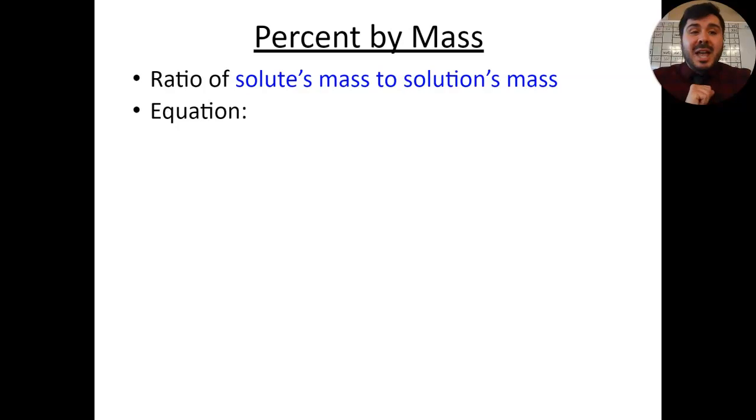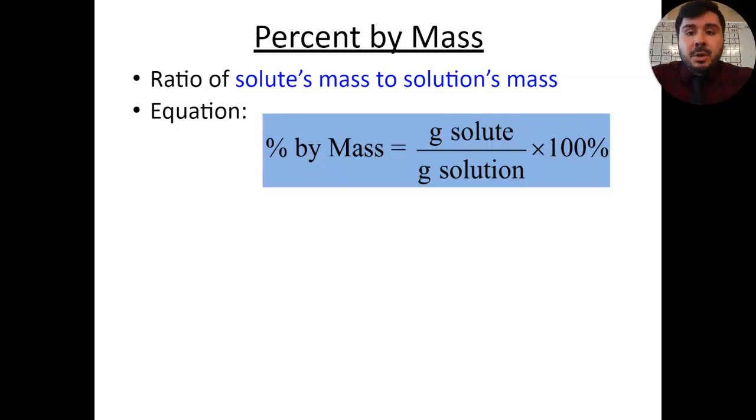Now, percent mass is going to look very, very familiar. It's going to look very similar to one of the equations we've dealt with in the past, because it is a very similar way to calculate something we've done before. So percent mass is the ratio of solute's mass to solution's mass. So you're comparing almost like a part to a whole. It's going to be kind of like that percent composition formula, slightly adjusted to make up for some of the newer things we're talking about here. So percent by mass equals grams, that's what the lowercase g is there, grams of solute divided by grams of solution multiplied by 100.